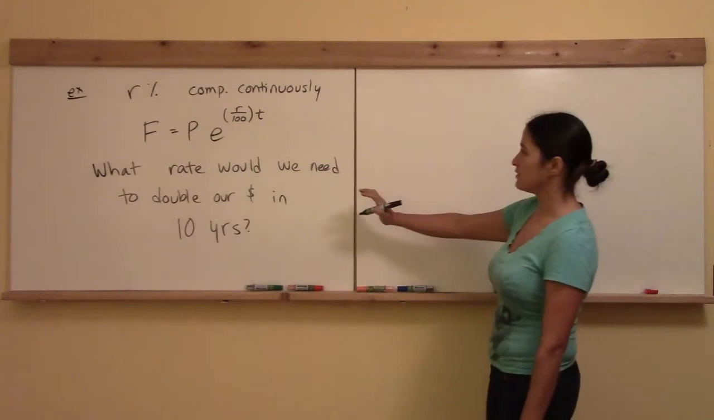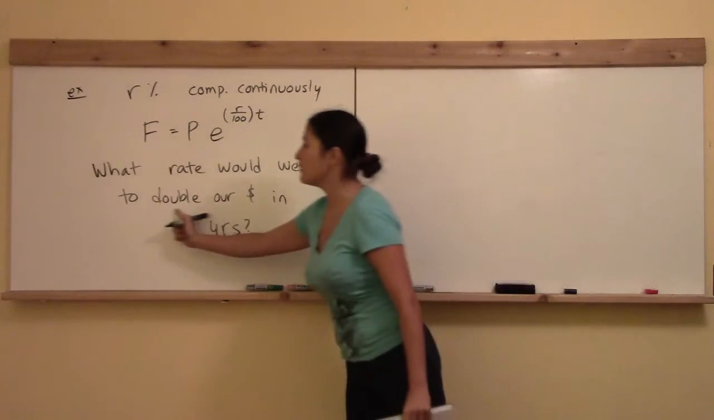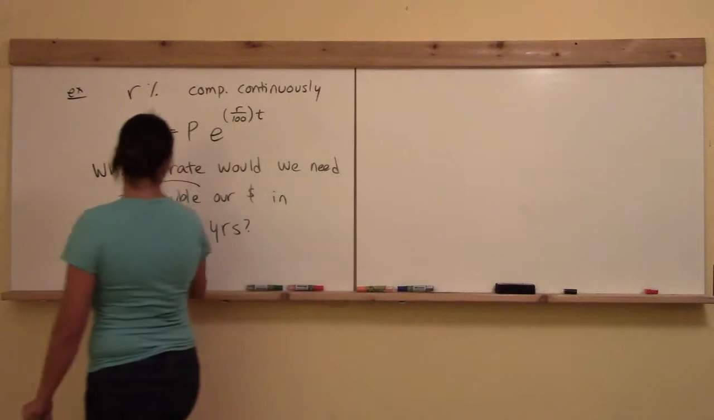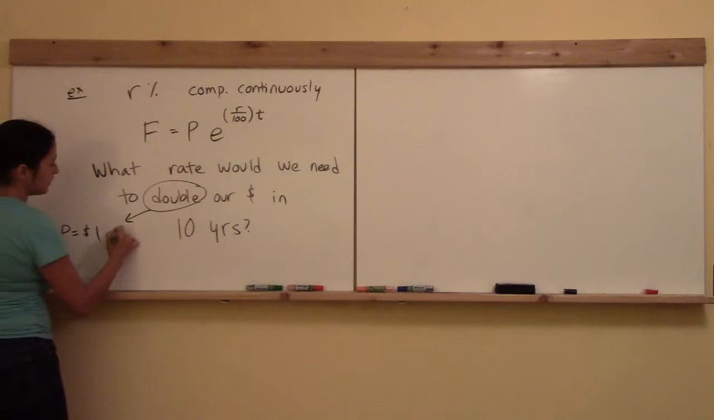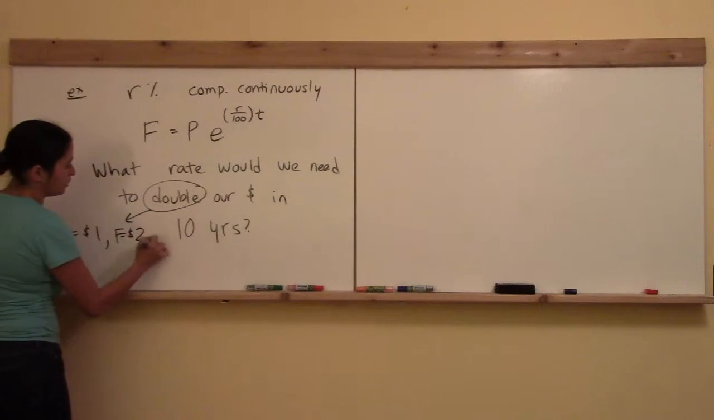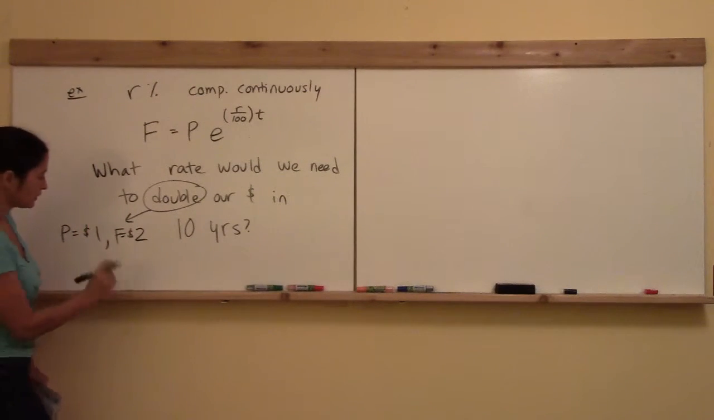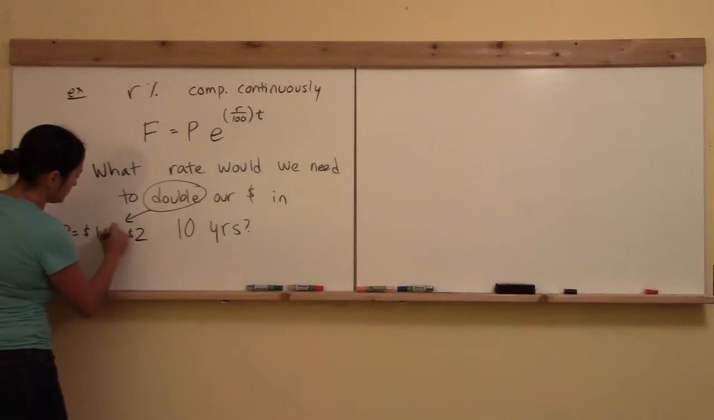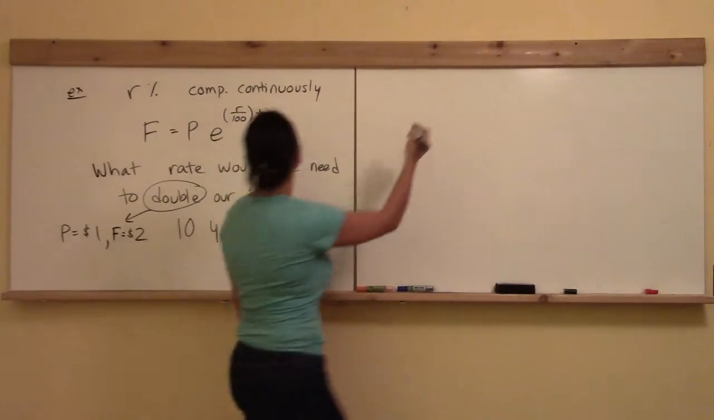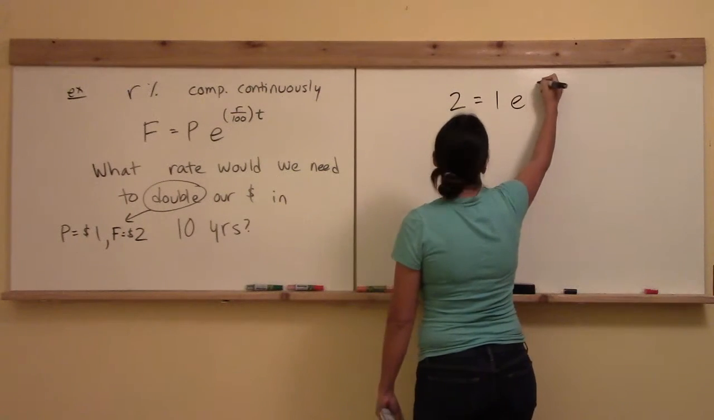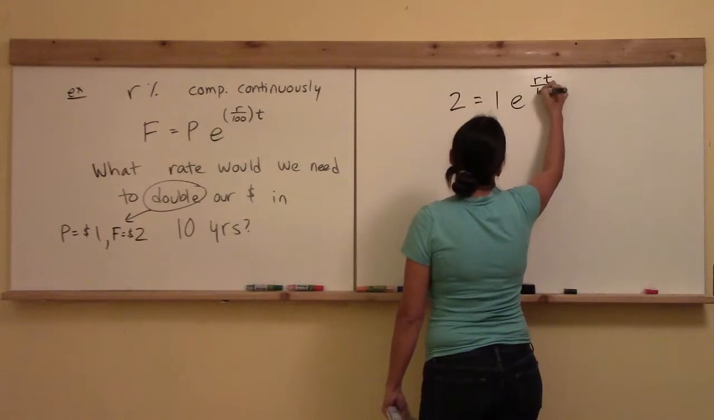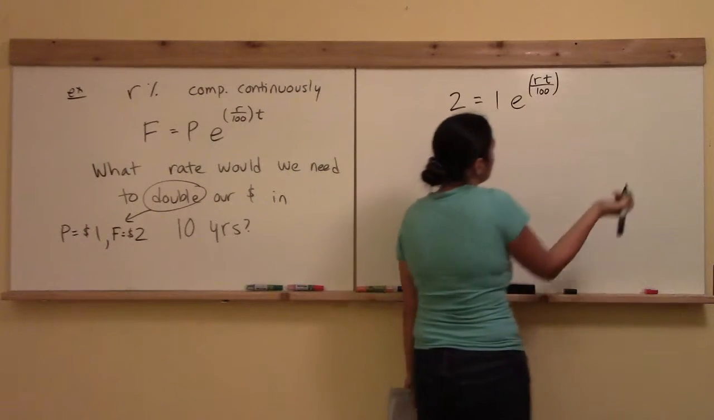So let's see what you got for the setup. It says double. So when it does say double over here, I'm going to go back to the thing where I let P be $1 and therefore F is going to be $2. Okay, that's the trick I use on doubling, is that I just use $1 and $2. And then when I put it in there, I get 2 is equal to 1 times e to the RT divided by 100. There I just combine the R and the T.